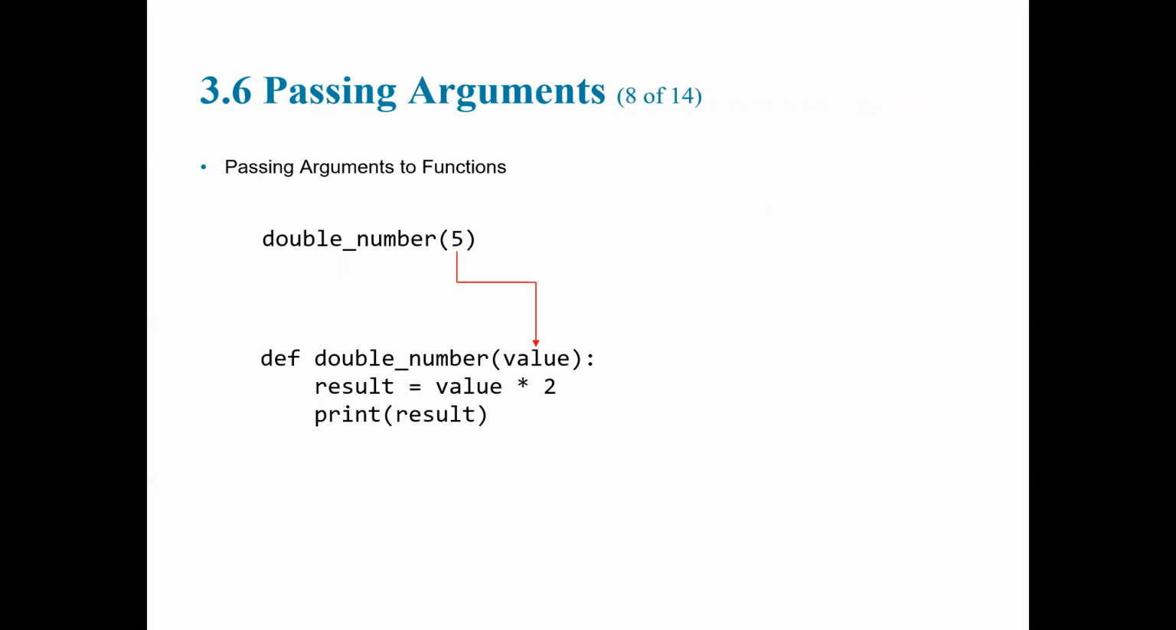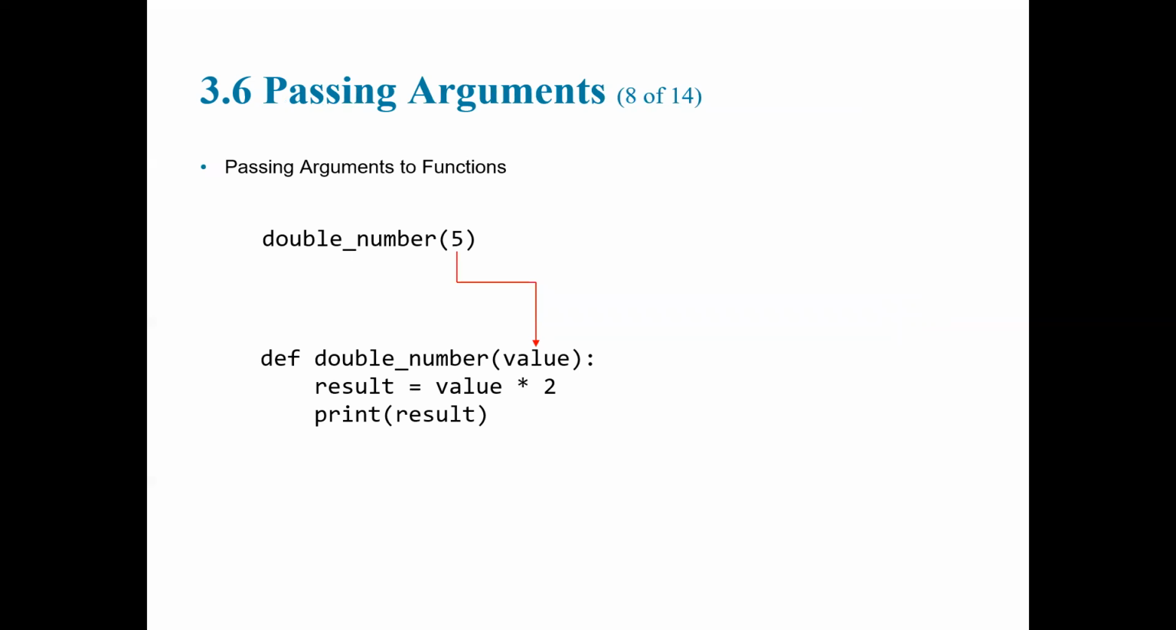When we pass arguments, we must understand some key words here. We have arguments, and then we have parameter variables. So here you see at the top, you've got double_number 5. 5 is an argument. It is being passed to value. Value is the parameter variable, and the parameter variable is used inside of the function called double_number.